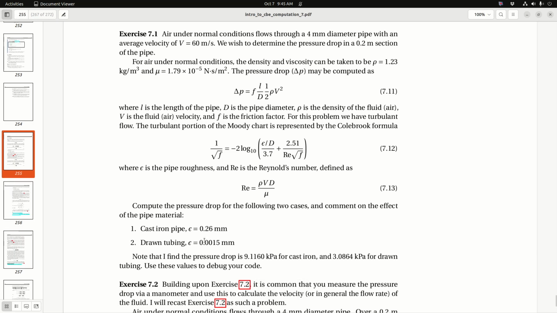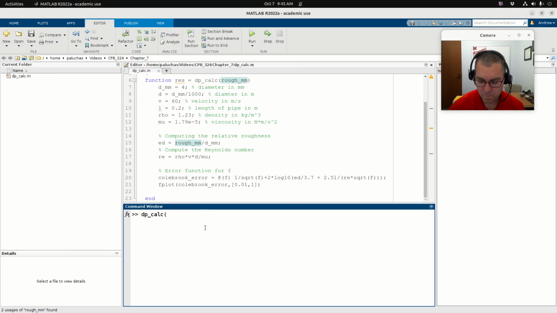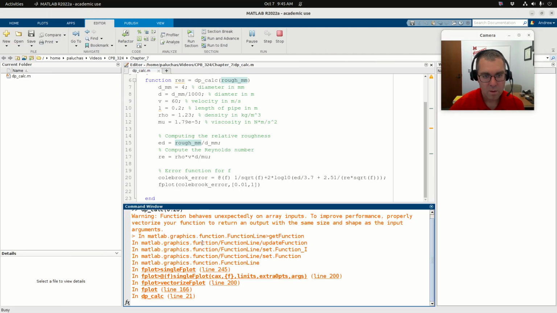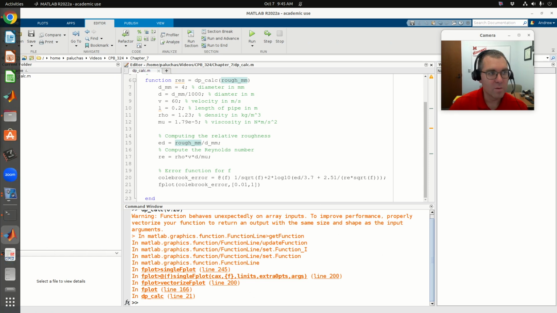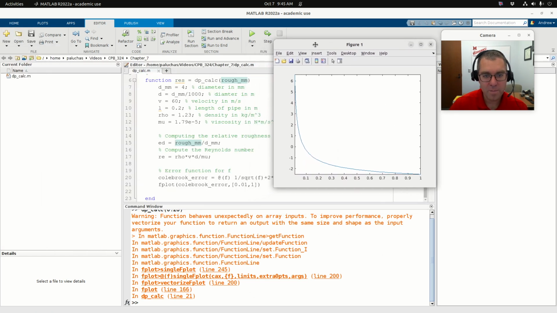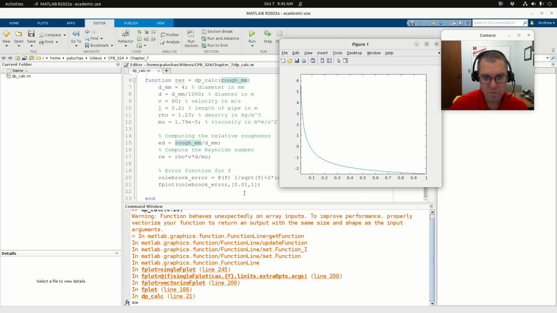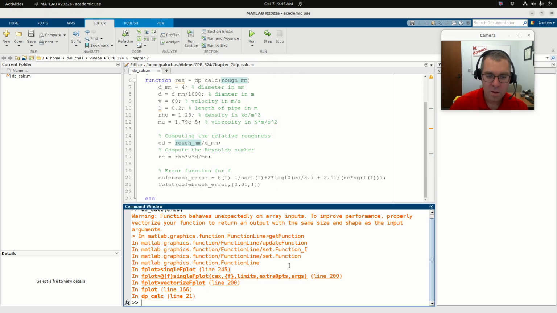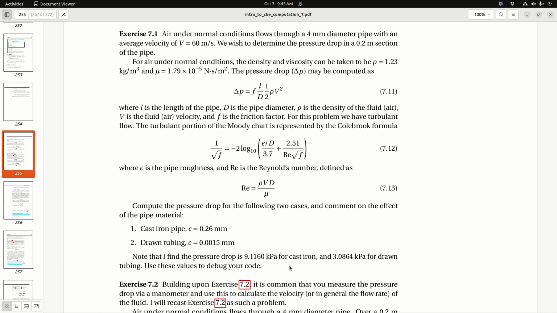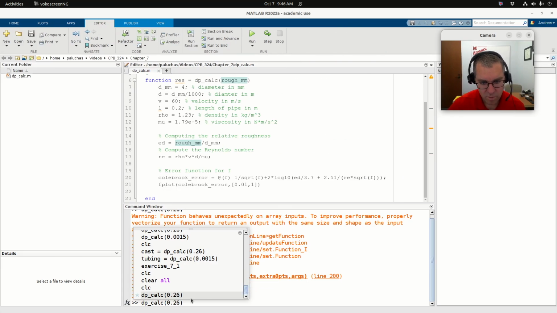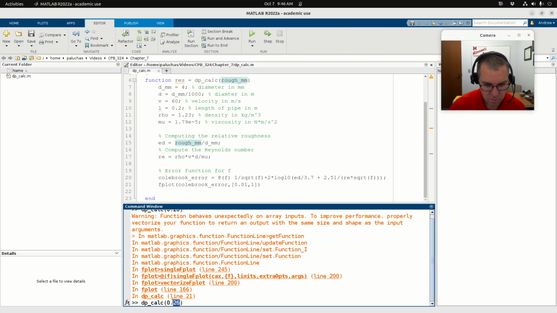And then the first case we had was 0.26. Okay, so I get a little message that my function is not vectorized. Okay, and it looks like I got lucky. If I look from 0.01 to 1, we're positive, then we go negative, and we cross 0 somewhere over here about 0.1. Okay, that's cool. If I were to try for the second case, which is 0.0015, let's see what happens.